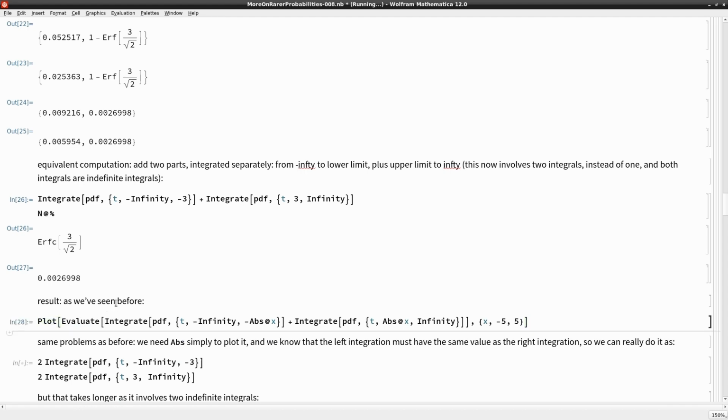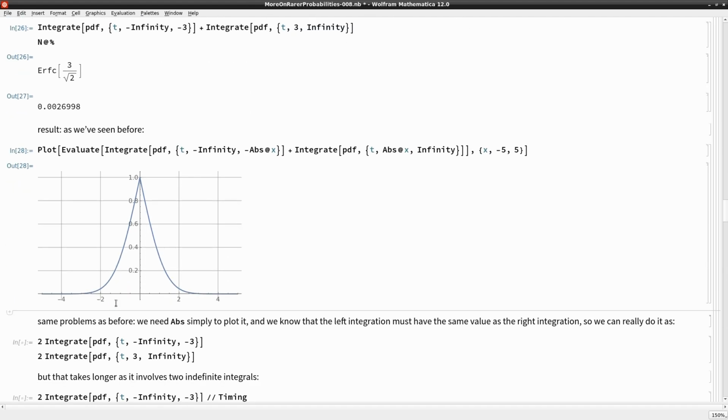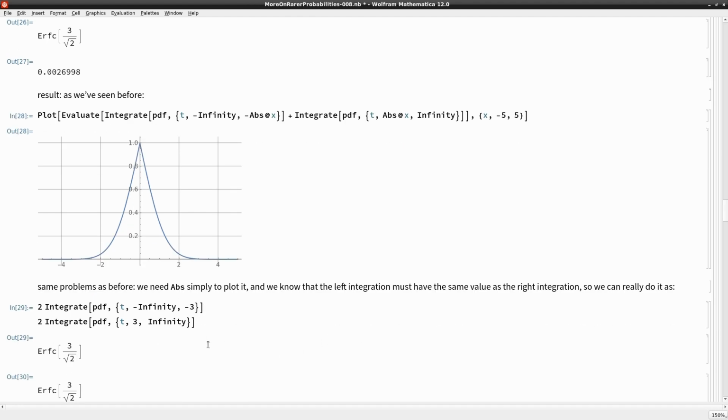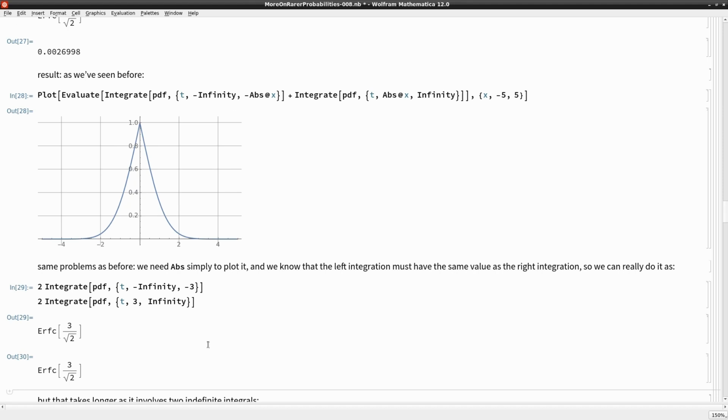And if we plot it, we get the same curve again for this rarer probability. But here we have the same problems as we had before. We need absolute value to simplify it in order to be able to plot it. And we know that the left integration must have the same value as the right integration. So we can really simplify it, and instead of making it 2 integrals, we make it 1 integral and multiply with 2. So here again we get the same values. In one case we go from -infinity to -3, in the other we go from 3 to infinity.